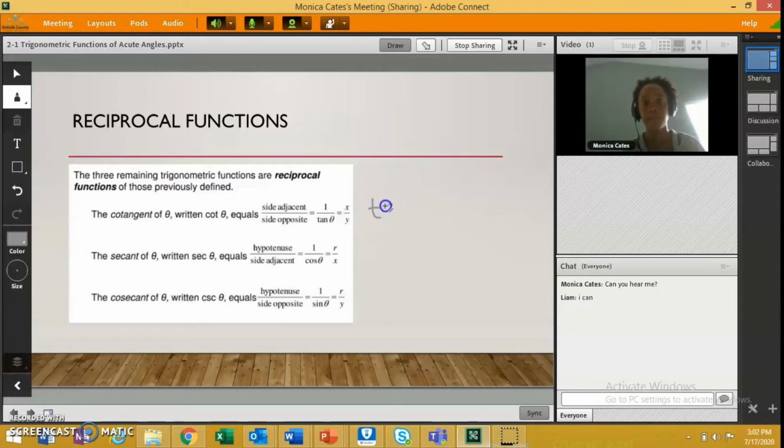So tangent is equal to y over x. Our cosine is equal to x over r. And our sine is equal to y over r. Okay?